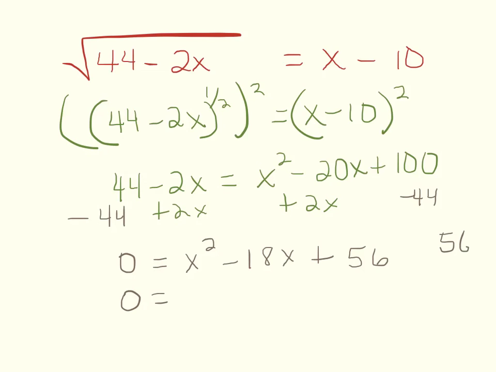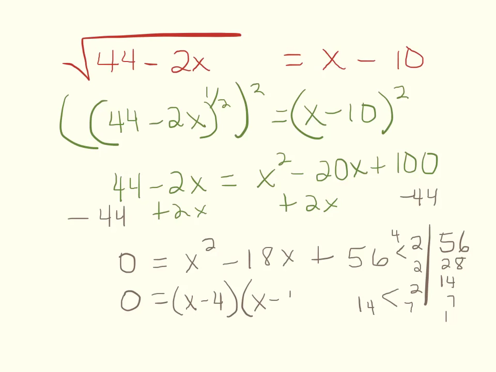Let me see if there's anything. So 56 is 2 and 28, 2 and 14, 2, 7, 7 and 1. So I could do 14 and 4. See that? Because 14 times 4 is 56. And so x minus 4 times x minus 14, and x equals 4, x equals 14 are your solutions. So then you would have to substitute those values into your original equation to determine if you have any extraneous solutions.